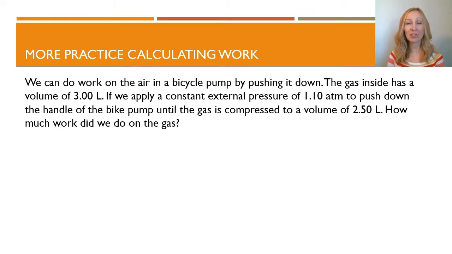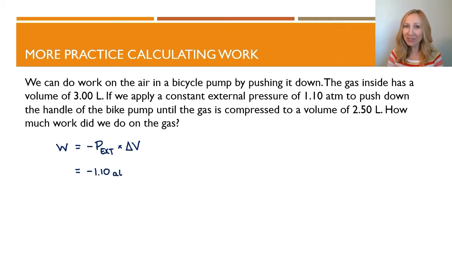So we're going to set this up just like we set up all of our other problems with work. Work is equal to negative the external pressure, the pressure pushing in on the system, times the change in volume. So the pressure exerted on the system is negative 1.10 atmospheres. So there's 1.10 atmospheres pushing onto the system. We're going to multiply that by the change in volume. But first we have to calculate what the change in volume is.